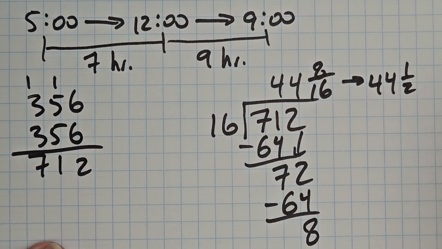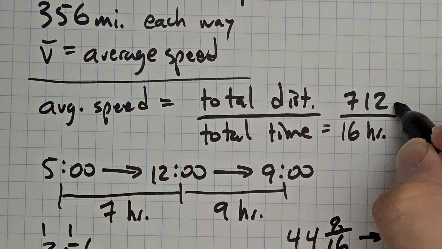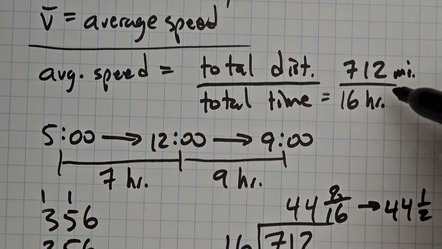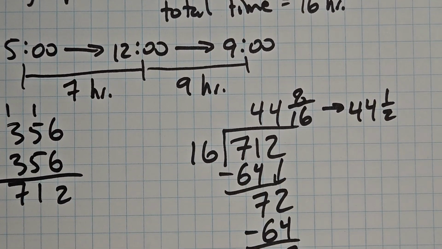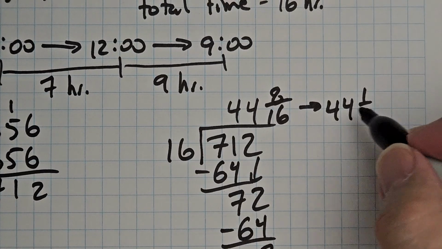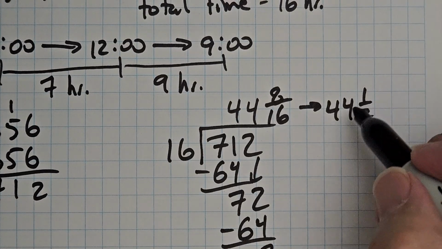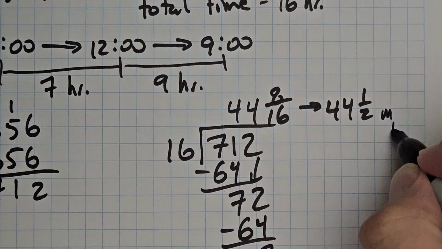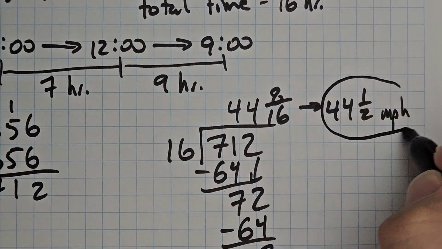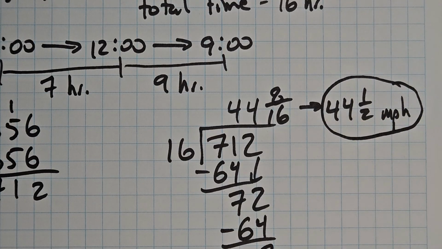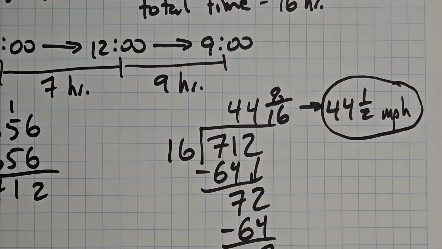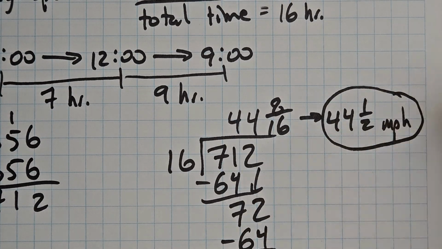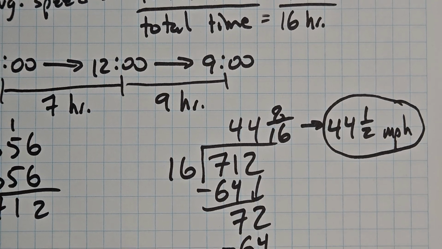miles per hour. My distance, I should have labeled my units here. My distance was in miles. My time is in hours. So that's 44 and a half miles per hour average speed. Now, of course, that's a lot slower than I can drive on a freeway, but again, it includes the time that I spent standing still or not driving. So over the course of the entire trip, my average speed was 44 and a half miles per hour.